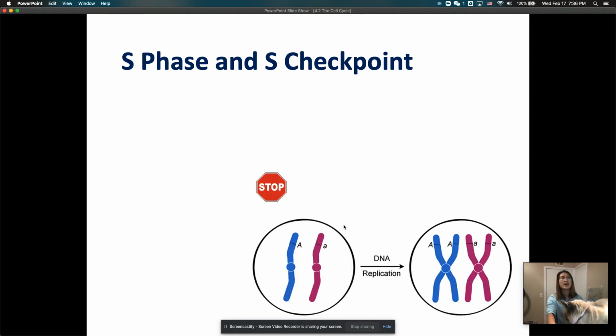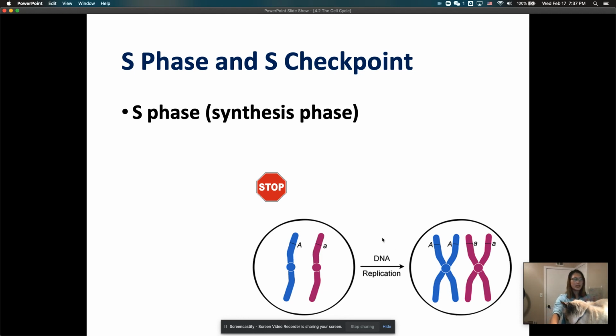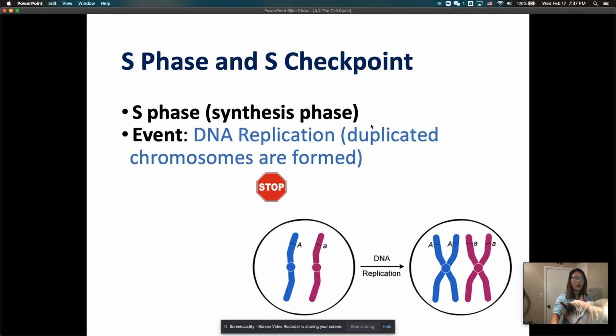All right, moving on to the S phase and the S checkpoint. S, once again, is for DNA replication. We call it the synthesis phase. You don't need to write this down again because we've already done that. Event, DNA replication.